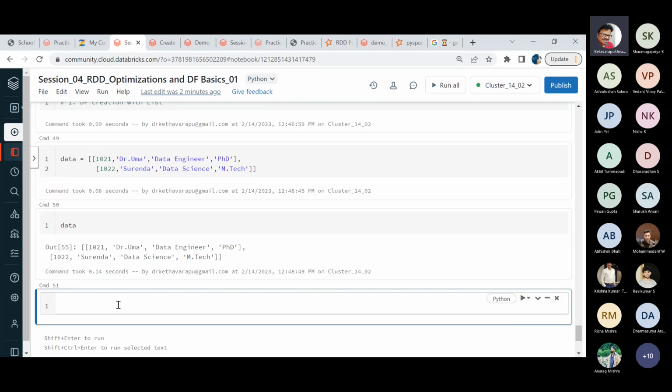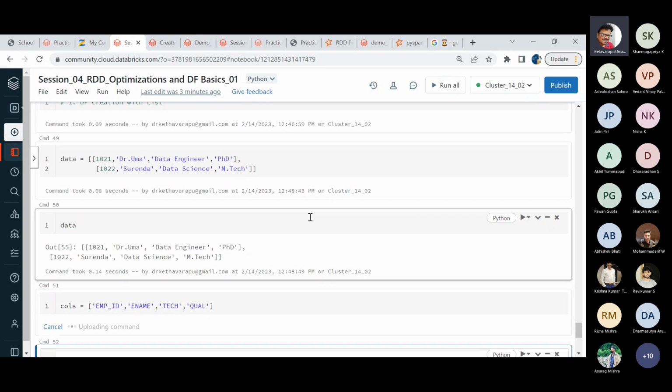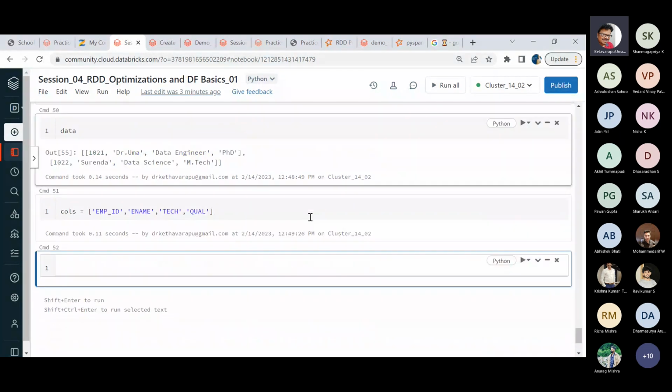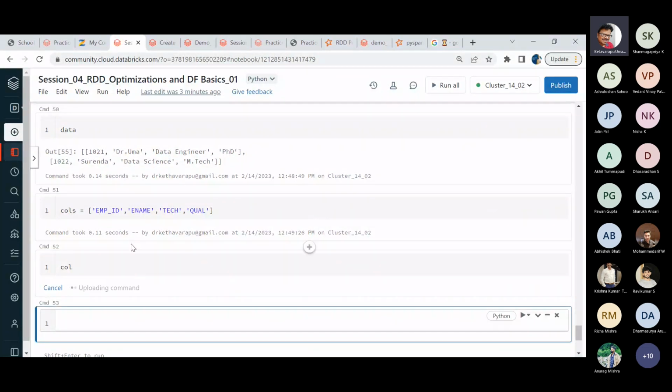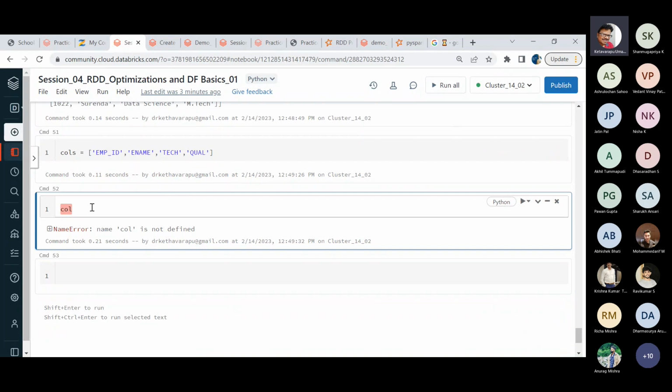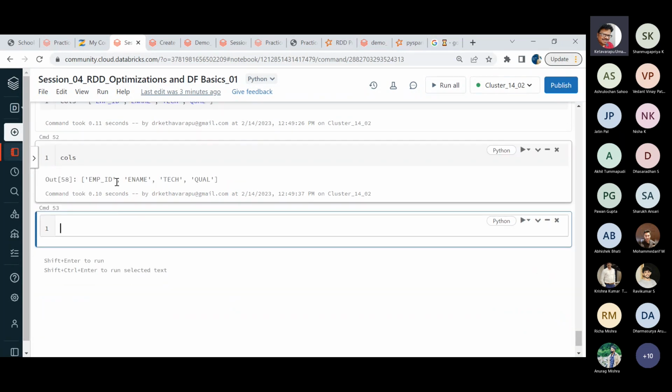Now, in typical development, guys, I am defining the columns for clarity. So I am giving the employee ID, and the second thing is the name of the employee. So I'm defining the schema here. The next option is, of course, the technology they are working on, so that we can contact them. And the fourth one, of course, qualification. Okay, so I'm making use of that columns list, which is also a list: employee ID, employee name, technology, and qualification.